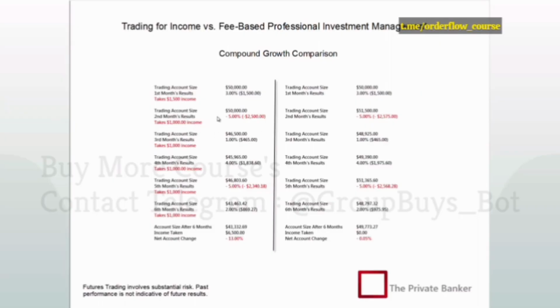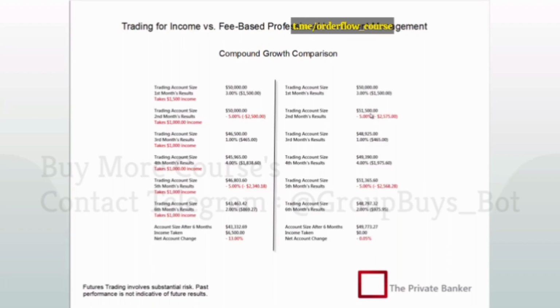So we made $1,500 in this column, as well as this one. This column, we took out that $1,500. This one we didn't. So the next month, our starting account balance is $51,500 versus $50,000. And then for that month, we actually have a bad month, and we lose 5% of our account. So that's $2,500 lost on this side, $2,575 lost on this side.